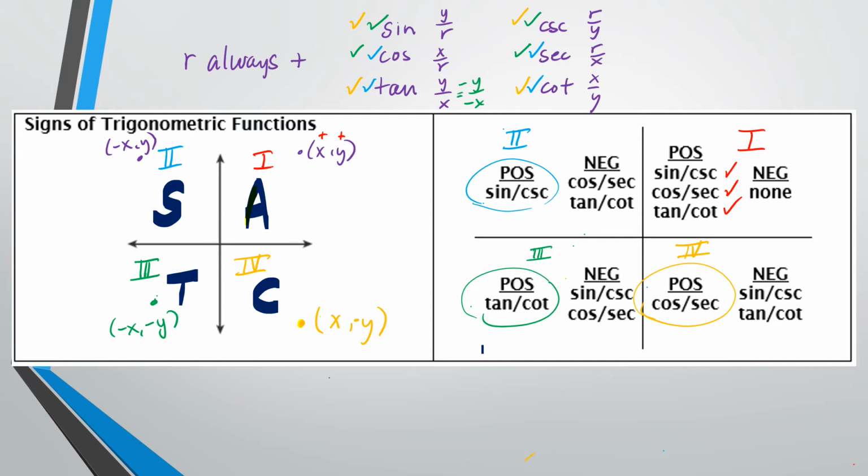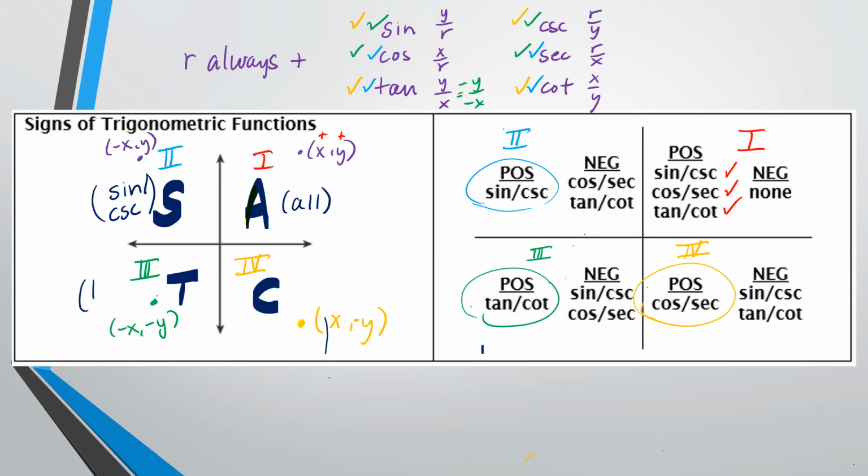So the A stands for all. So everything is positive in quadrant 1. The S stands for sine, and so you have to know that sine and cosecant go together. It's only going to tell you what the main trig function is that's positive, and then you have to remember which of the reciprocal functions go with it. So sine and cosecant are positive, but everything else is negative.